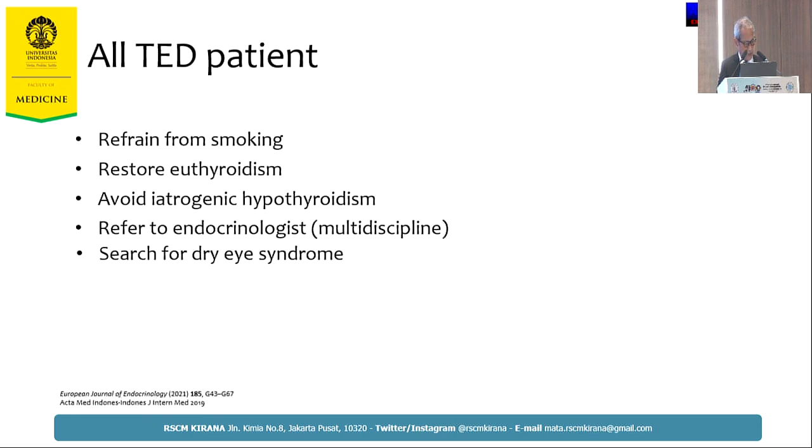On managing patients with thyroid eye disease, we have to be strict on these 5 things. That is, refrain from smoking, restore euthyroidism, avoid iatrogenic hypothyroidism, refer to endocrinologists for multidisciplinary management, and search for dry eye syndrome.